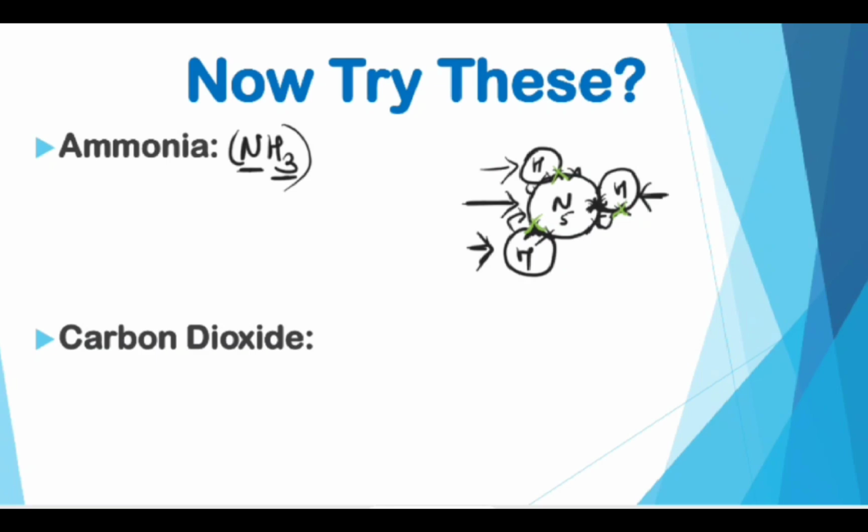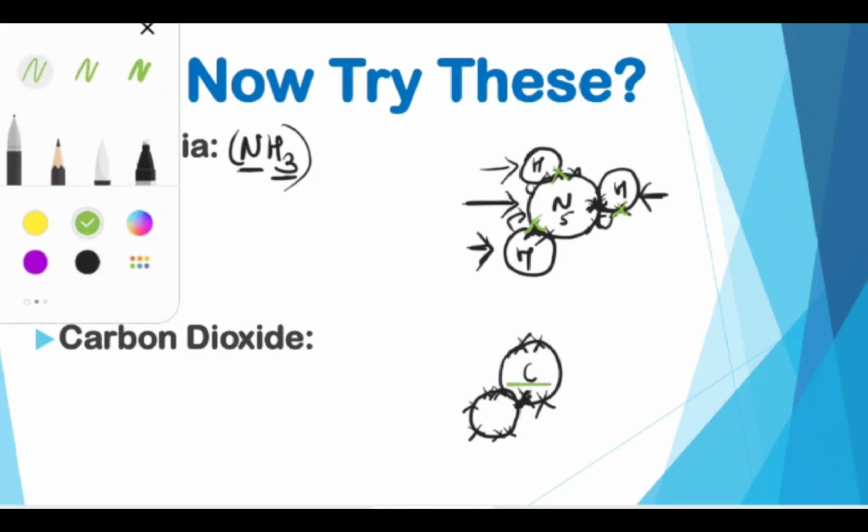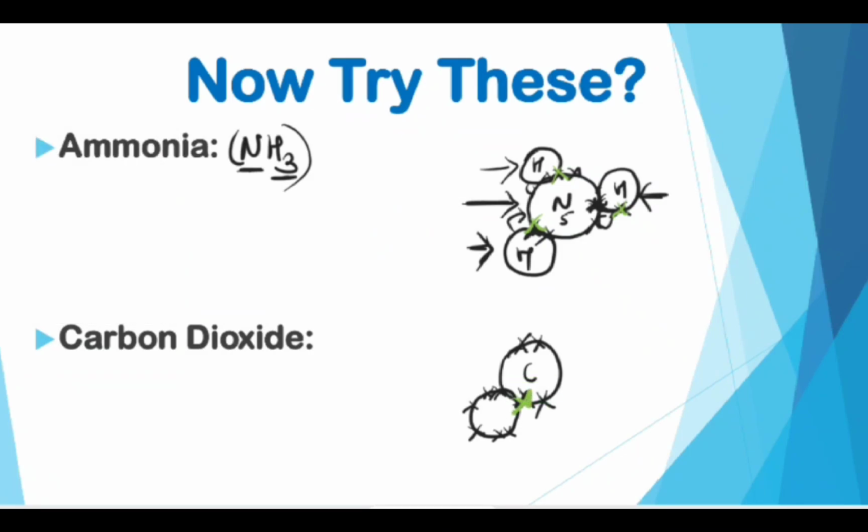Let's look at carbon dioxide. Carbon, C. How many electrons? 4. Dioxide means 2 oxygen atoms. So we have 1 oxygen atom. Oxygen already has 6. It needs 2. So 1 it will take from carbon.